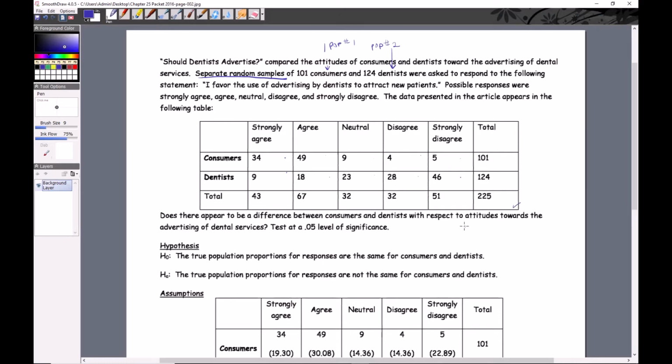So if I want to get the expected count for this cell right here, I would do my row total, that's 101, times my column total, that would be 67, so 101 times 67, divided by my table total, which is here, 225, and that will give me the expected count, which is 30.08, and that is the same as what's down here.